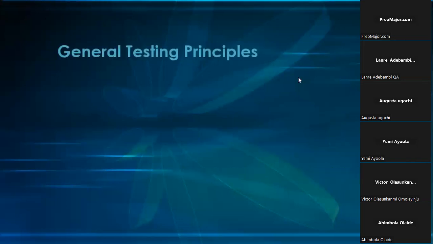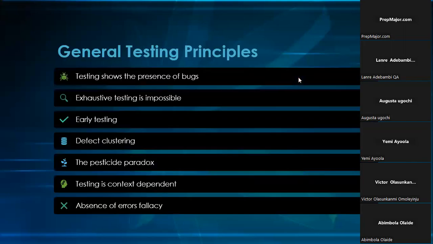So that takes us to the interesting parts of this. Please bear and put it at the back of your mind that there are great things that in your testing career, throughout your phase, are necessary. General testing principles. We have 7 of them. Number 1, testing shows the presence of bugs. Exhaustive testing is impossible.